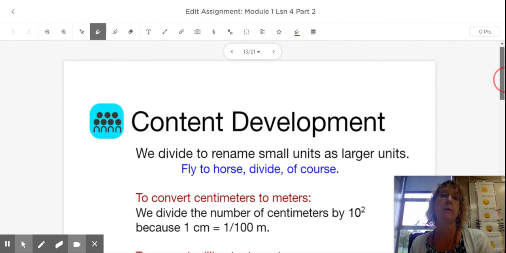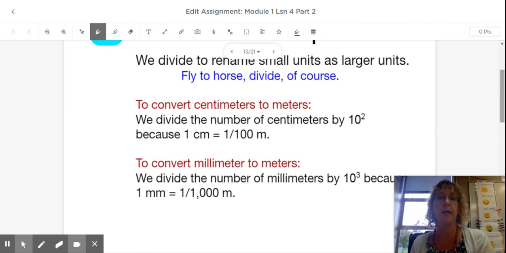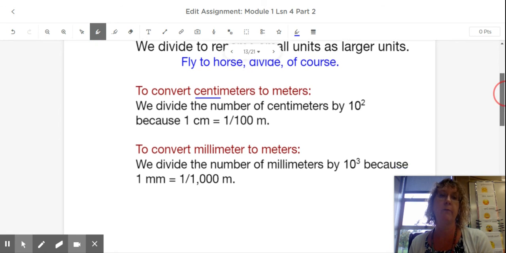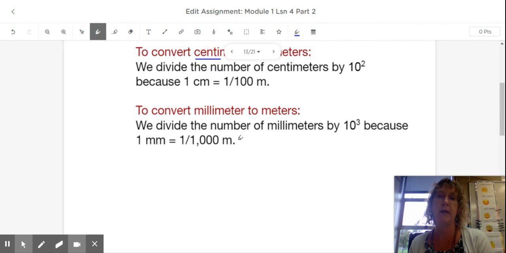All right. And of course, going the other way, fly to horse, divide, of course. So if we're going to go from centimeters to meters, remember centi means 100, but now we're going from fly to horse, so we're going to divide by 100, okay? And with millimeters, we're going to divide by 1,000, or 10 to the third power, because milli means 1,000, right? Millimeter is 1/1000th of a meter.